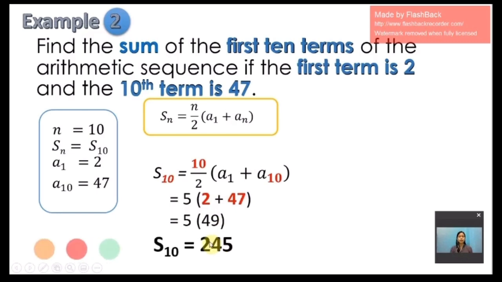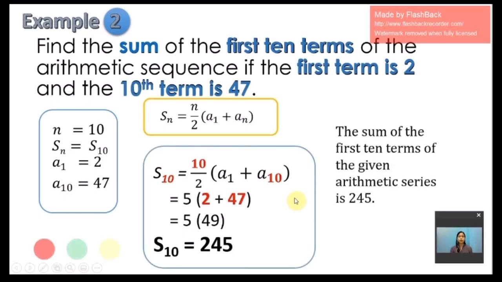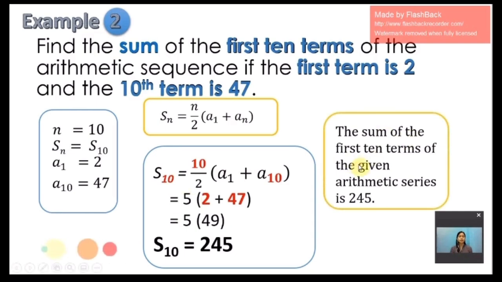Then multiplying by 5, we have 245. Therefore, the sum of the first 10 terms of the given arithmetic series is 245. So did you get the correct answer? Okay, let's proceed to the next example.